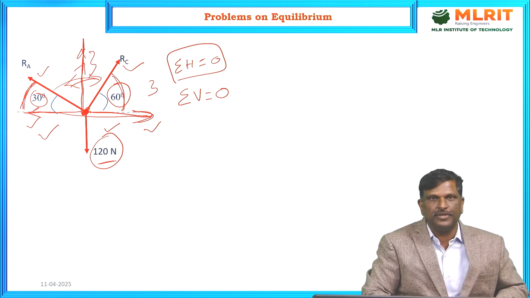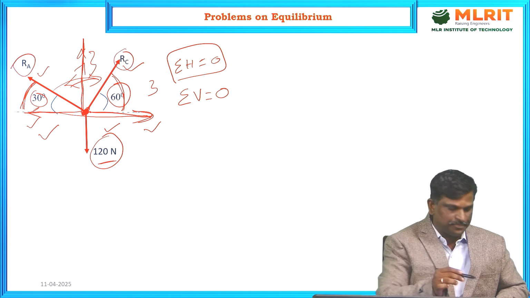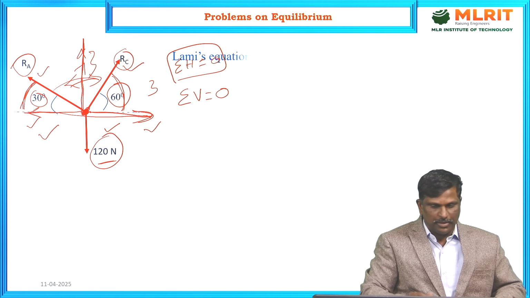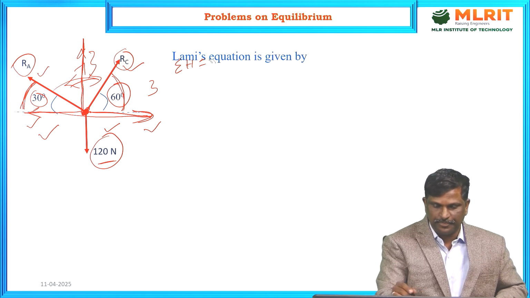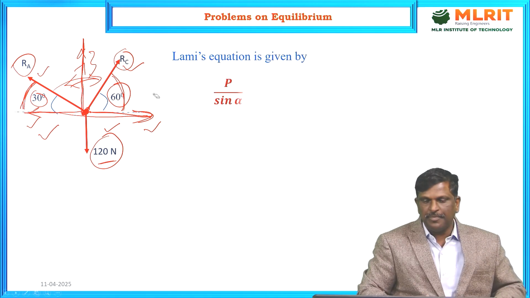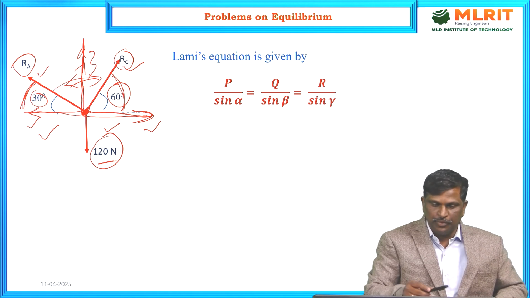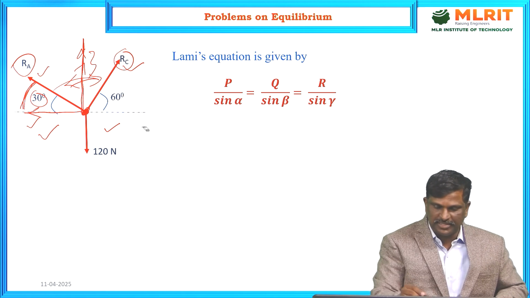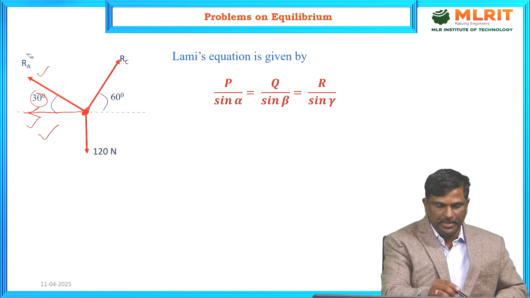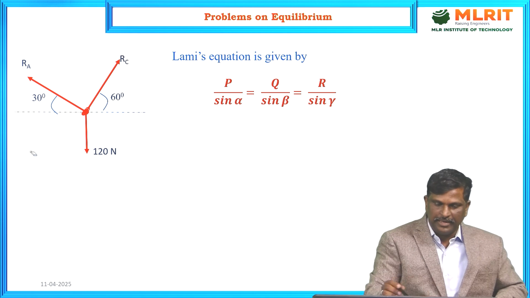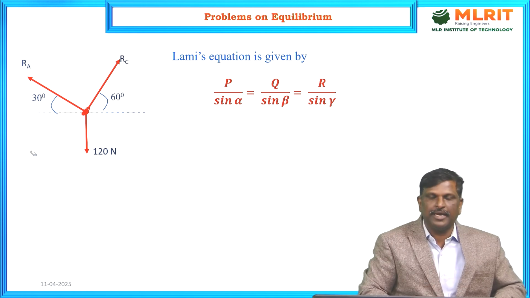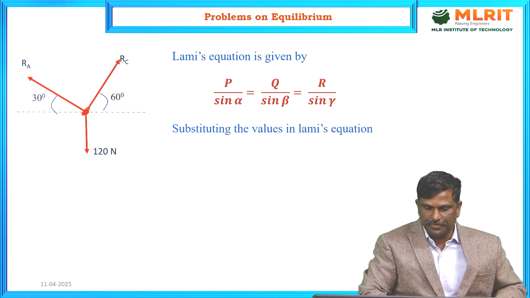Here in this video, I am applying Lami's equation to find the unknown reactions. The Lami's equation is given by P by sin alpha is equal to Q by sin beta is equal to R by sin gamma, where P, Q, R are the forces and alpha, beta, gamma are the angles in the triangle. Now substitute the values in the Lami's equation.